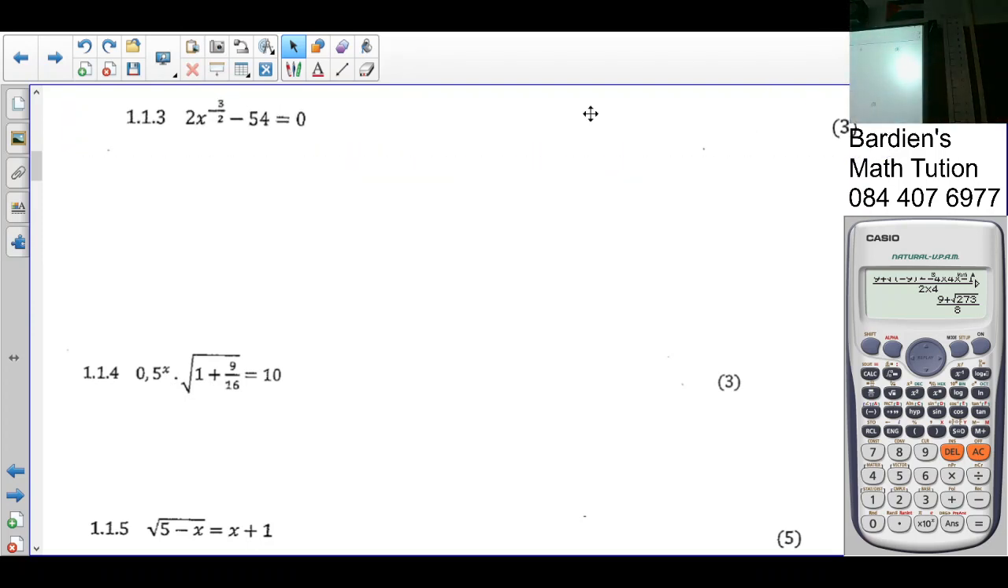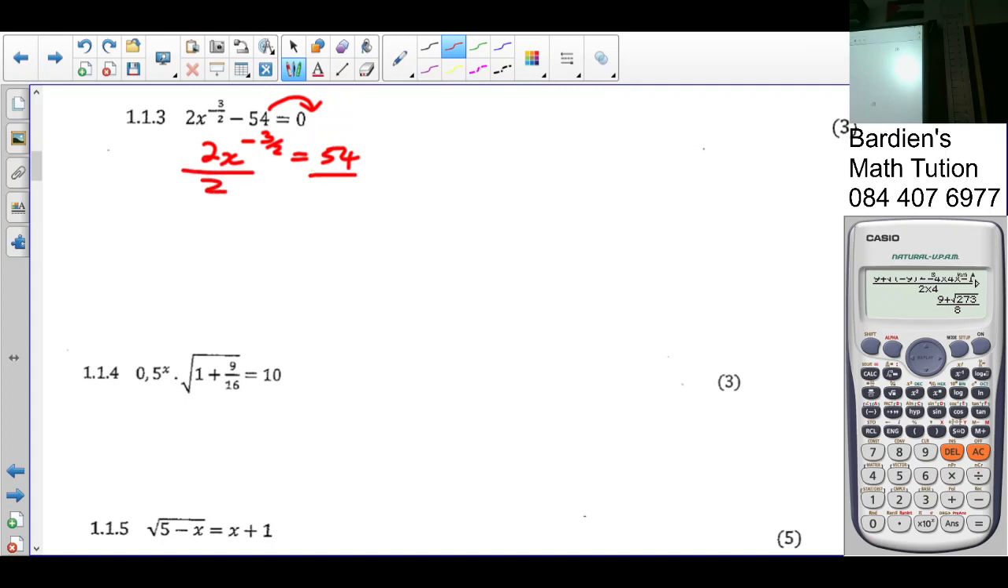We have 2x to the exponent negative 3 over 2 minus 54 equals 0. So what we do first is we take that over the equal sign. Becomes 2x to the negative 3 over 2 equals 54. So what do I do now? Divide by 2 both sides. Okay, which gives us x to the negative 3 over 2 equals 27.